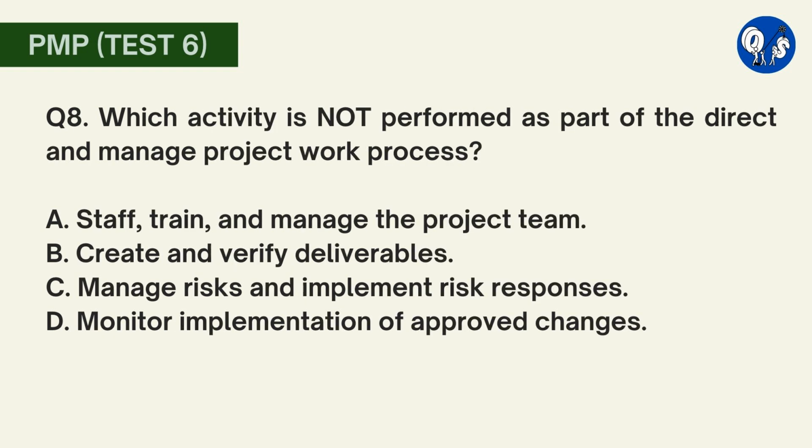Question number 8. Which activity is not performed as part of the direct and manage project work process? A. Staff, train and manage the project team. B. Create and verify deliverables. C. Manage risks and implement risk responses. D. Monitor implementation of approved changes. Here option D is correct. During the direct and manage project work process, approved changes are implemented, but monitoring of these changes is part of the monitor and control project work process. All other activities are performed as part of direct and manage project work process.